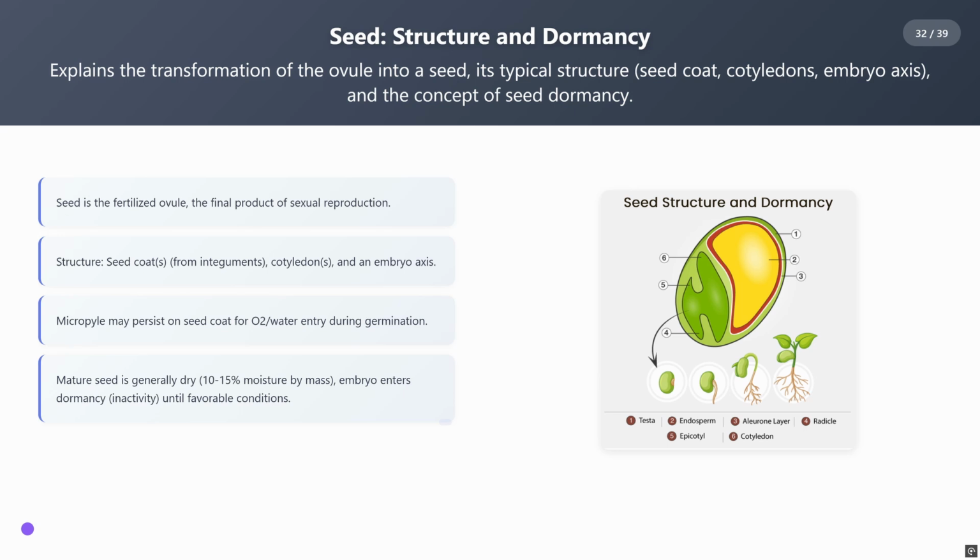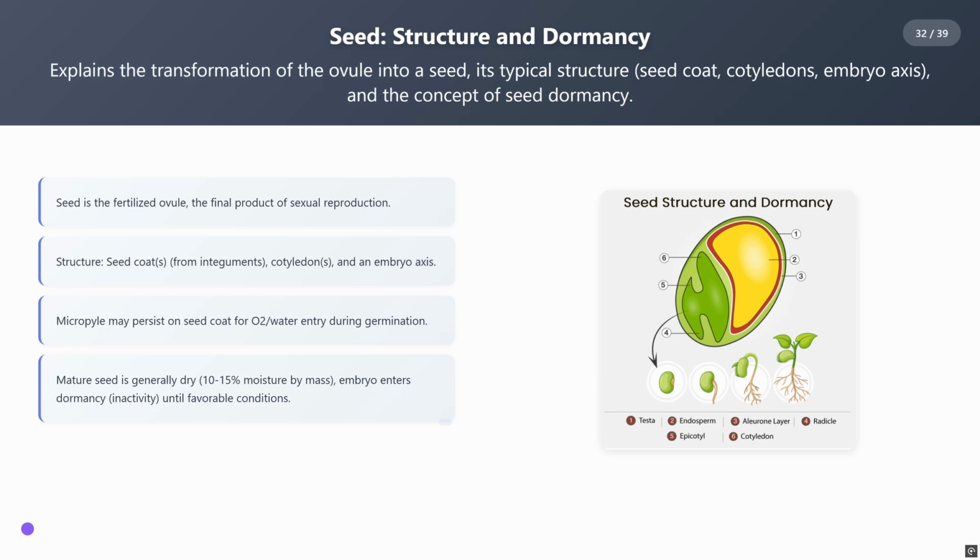The seed coats develop from the integuments, those protective layers that surrounded the ovule. As the seed matures, the integuments harden and become the tough outer layers, providing physical protection to the embryo inside. The micropyle, that small opening in the ovule, often persists as a tiny pore in the seed coat. It's important because it allows oxygen and water to enter when the seed starts to germinate. Ah, the micropyle still has a job.